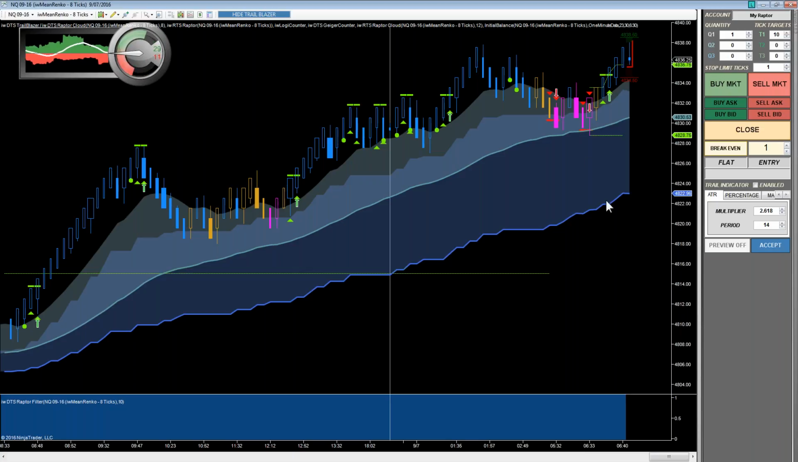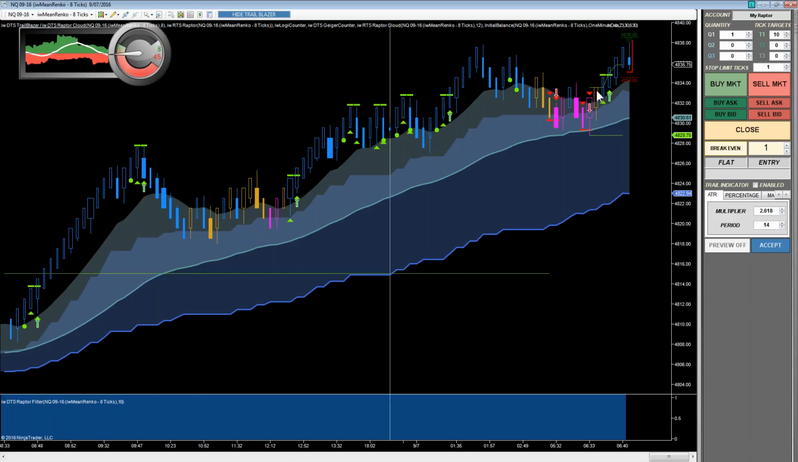This is the Raptor. The Raptor, as I said, is a little bit of a hybrid. It incorporates elements of the Hawk, the Falcon, and the Eagle all into one trading tool. So you can see we've got the Eagle band in here. We have a double band or a double cloud.